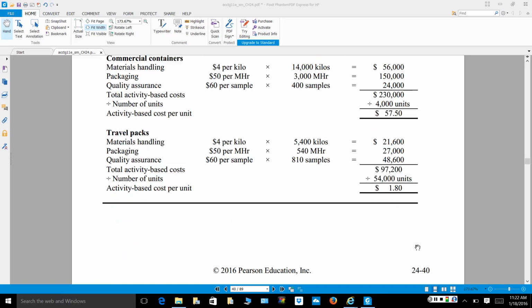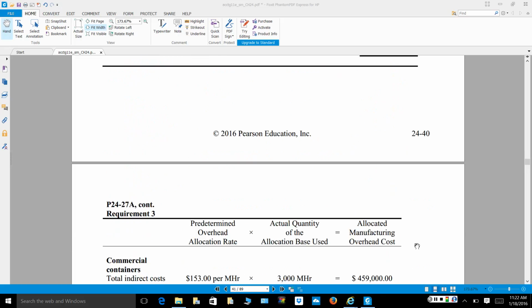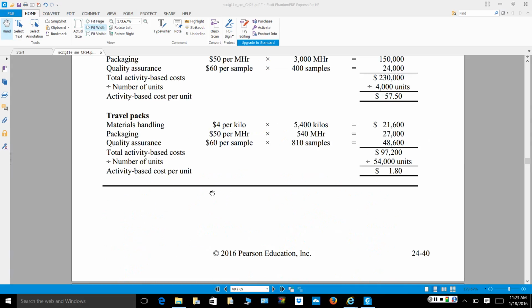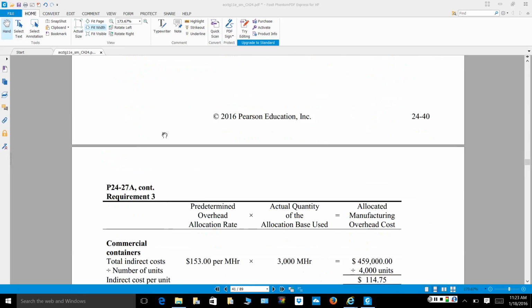If we do the same process now for a single plant-wide overhead rate of $153 per machine hour, we're simply saying we're not separating out what's taking place in materials handling, packaging, and quality assurance. We're simply deciding that all of our overhead is driven by these machine hours, whereas in ABC costing, we said only packaging was being driven by machine hours.